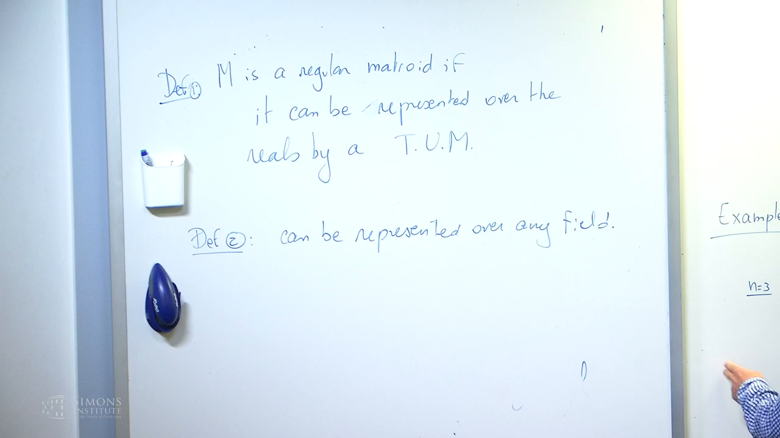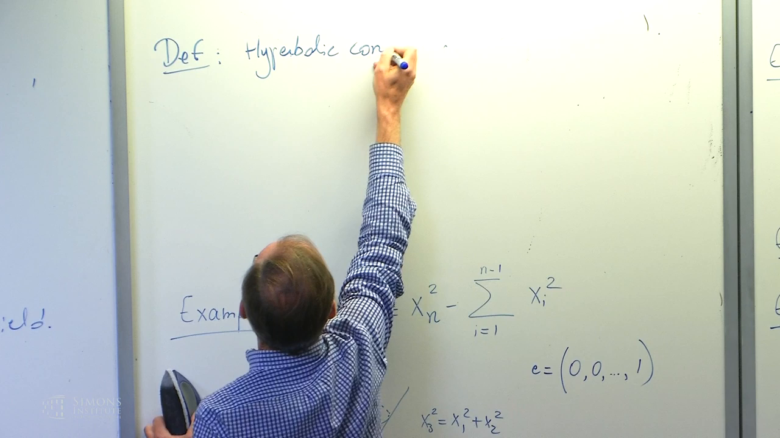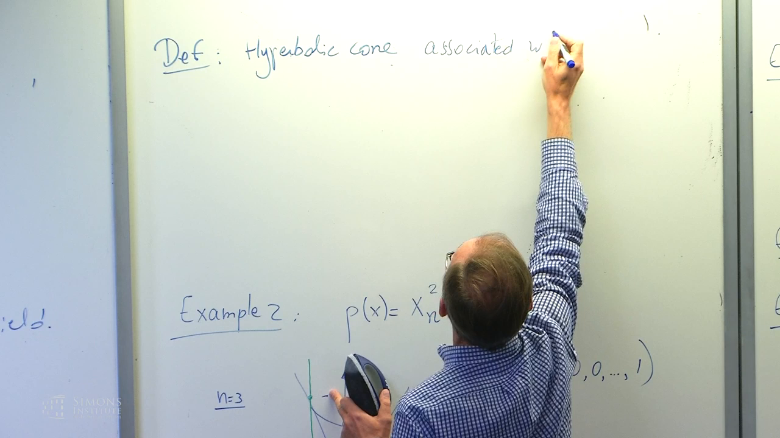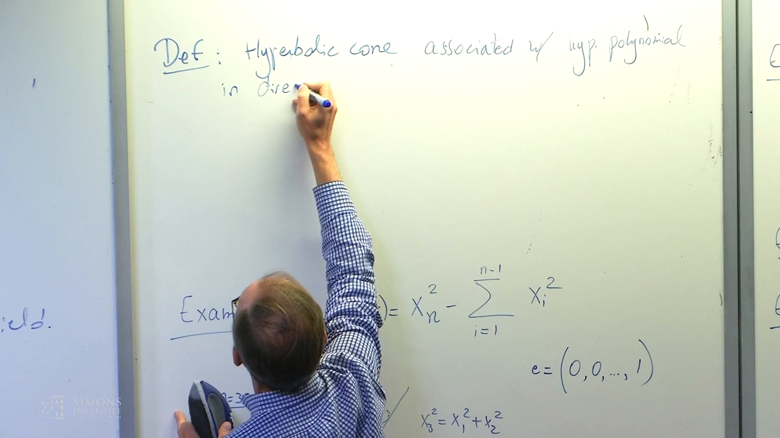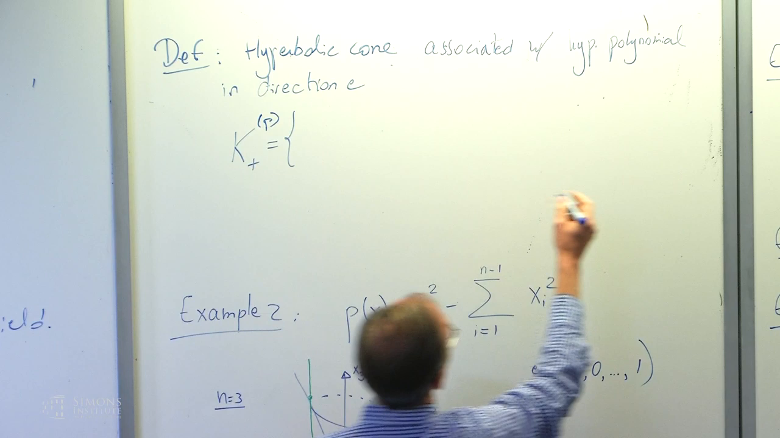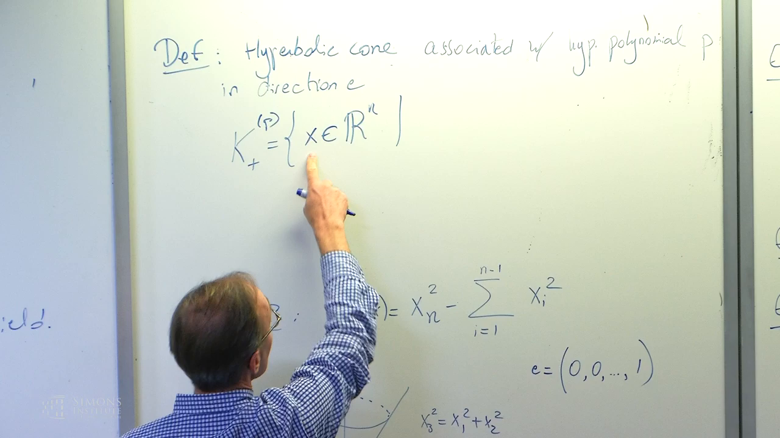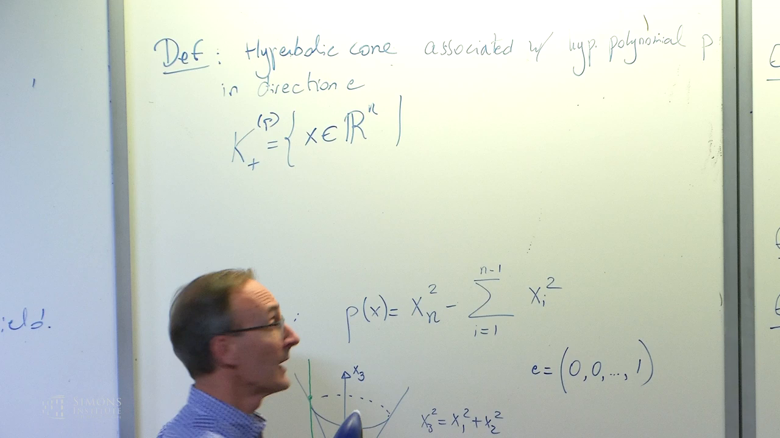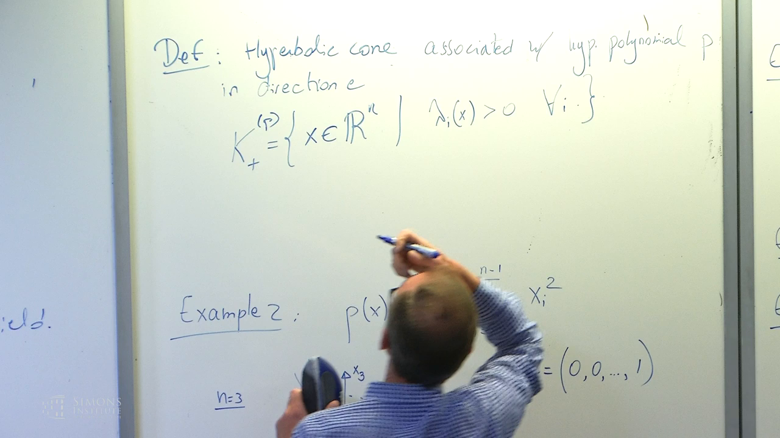If I have a hyperbolic polynomial, I can associate with it a hyperbolic cone. That's the set K plus, which depends on the polynomial P. It's the set of X in R^n such that the corresponding roots, so we know that if we go in the direction E, we have only real roots, and we'd like these real roots lambda_i, for all i, to be positive. So that's what is defined as the hyperbolic cone.